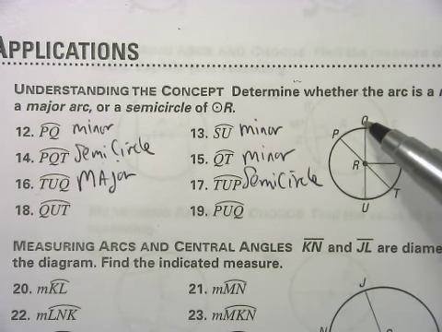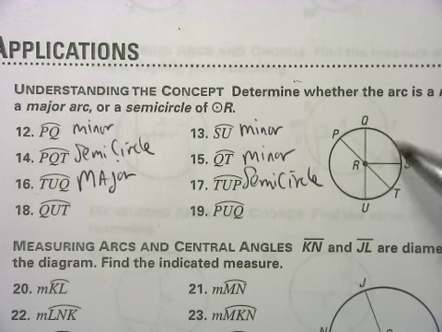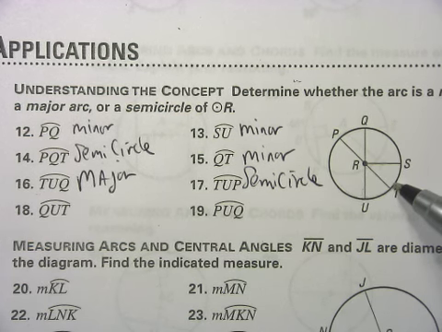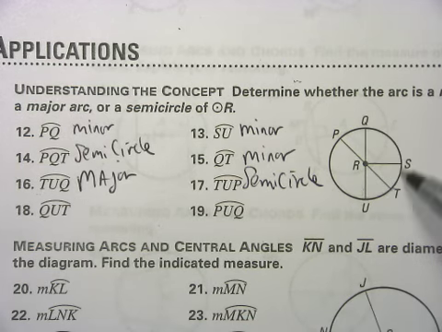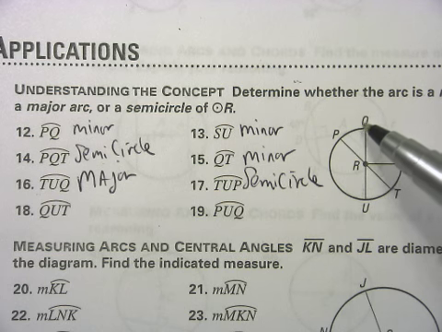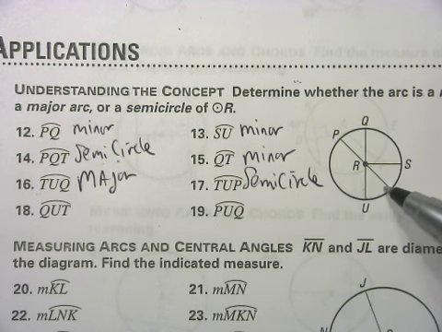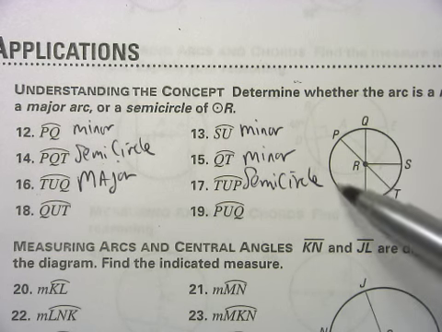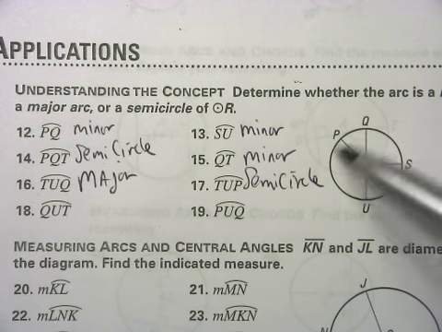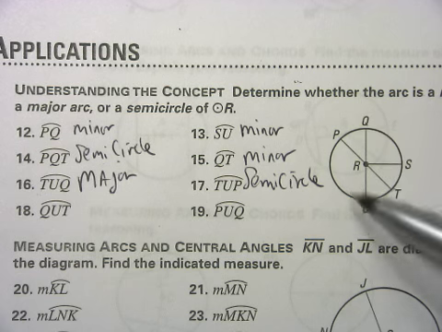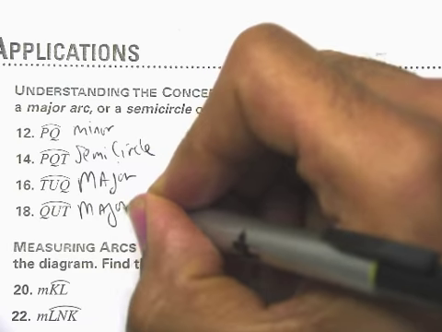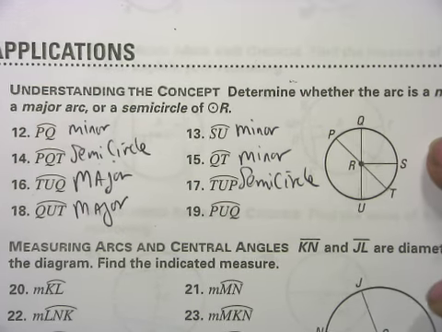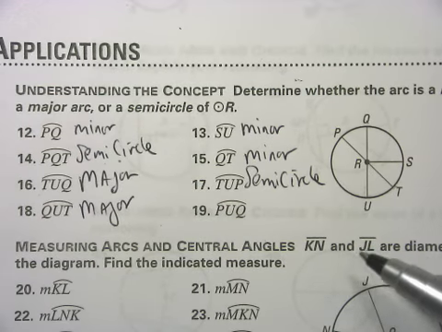Well, here's Q. You might be thinking, Mr. C, if I go this way, I'm going to hit the T first. Remember that you always want to go in the order of the letters. If you go this way, you're going to hit the T first, so you'd have to go the other way. Q, U, T. Q to U to T. Notice that from Q to U, that's a diameter. That's half the circle. So I'm going a little bit more than half the circle, so that's going to be a major arc.